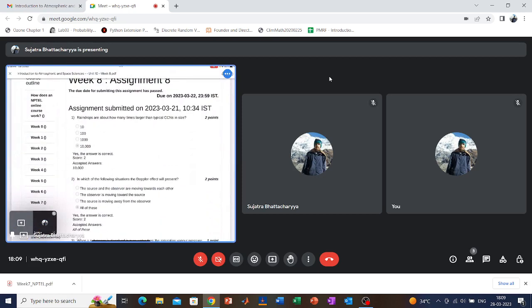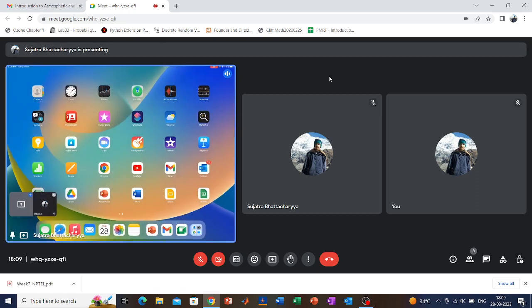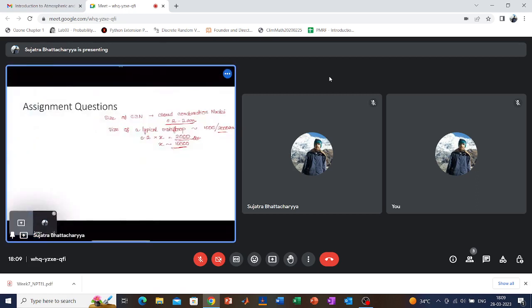Okay. Second question is based on the Doppler effect, and it is easy to understand also. In which of the following situations will the Doppler effect be present? First option is the source and the observer are moving towards each other. Second option is the observer is moving towards the source, or the source is moving away from the observer. See, in all the cases it is applicable. There is a source and there is an observer, and our frequency is C upon C minus V.